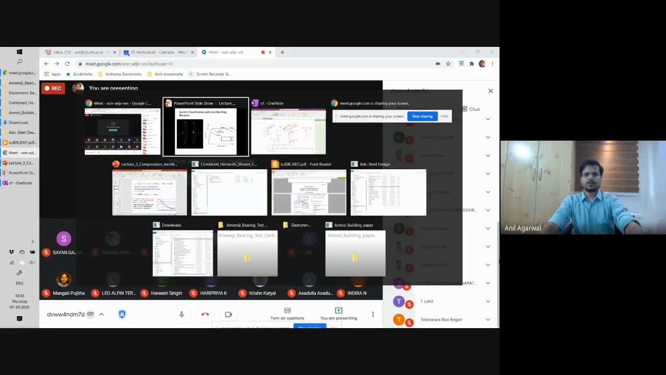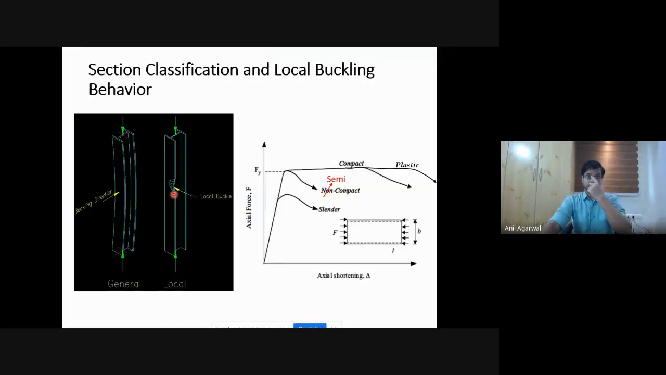I'll elaborate. The approach that the international codes, including the Indian code, take for structural steel design is that we don't want local buckling to happen before the yielding happens or before the global buckling happens. Okay. So global buckling and yielding are both acceptable, and for them you can design. But we don't want the local buckling to trigger before any of those things happen.